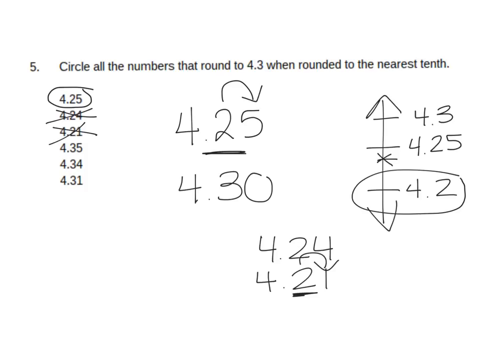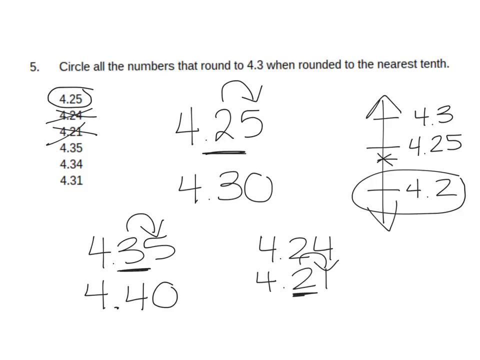We have 4 and 35 hundredths. We are looking at the tenths place. We look to the right at the 5. The 5 tells us we're rounding up, so the 3 becomes a 4. Everything before it stays the same. Everything after it changes to a 0. 4 and 4/10 is not 4 and 3/10, so that's not correct.